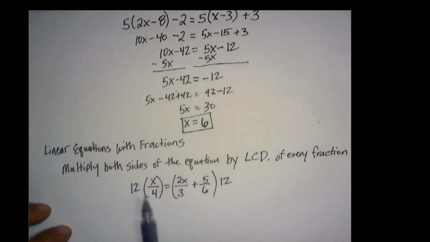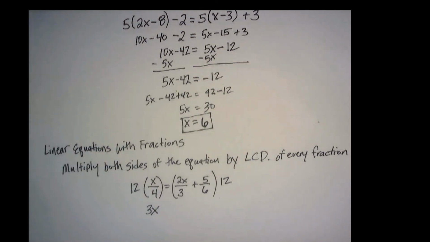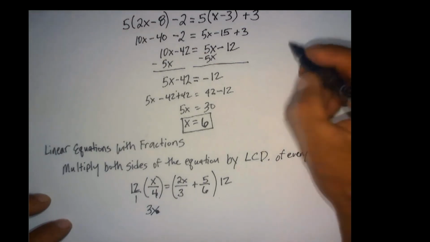12 divided by 4 is 3, and 3 times x is 3x. Okay, hold on, how did you do that? Remember, you can divide across this way, because it's 12 over 1. So 12 divided by 4 is 3, and 3 times x is 3x.